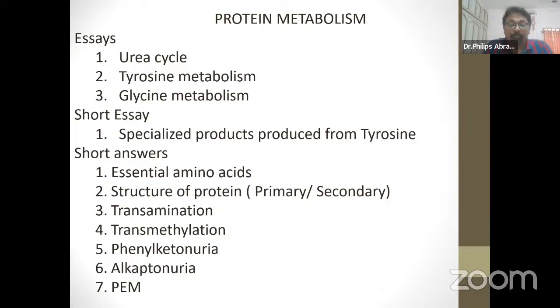PEM. What is PEM? Protein energy malnutrition. Kwashiorkor and marasmus. You should go through that also. It's also an important question.